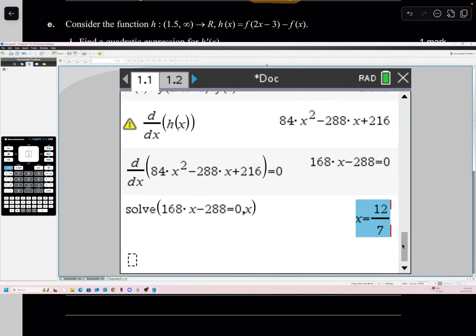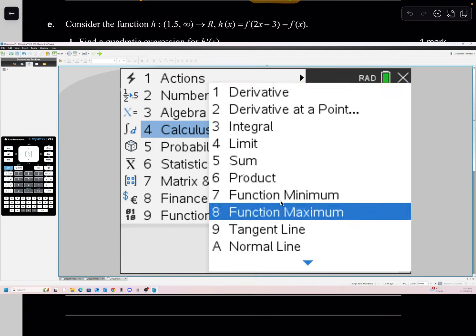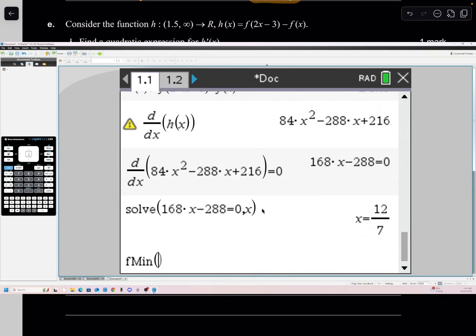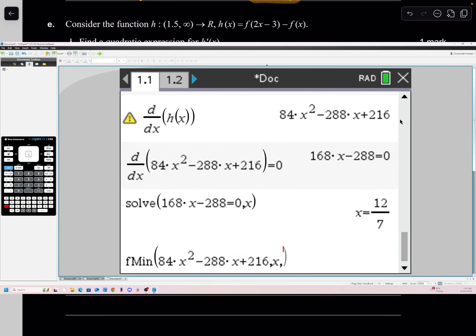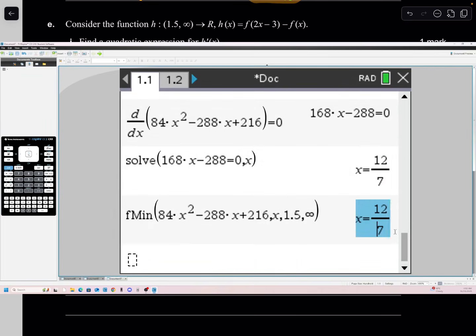Now, be careful. We don't know if this is a minimum value. Oh, yeah, it is. What am I even saying? Actually, no. But let's be careful here. We can double check it by doing this. We can go menu, calculus, and we can go to minimum function. To double check if it is the minimum, I just want to be 100% sure. You know how we want the minimum of your gradient function, so this, comma x, comma, remember how there's a domain, it's 1.5 to infinity, basically. And it will give me where the smallest value is. Yeah, it is. So x equals 12 over 7 is the minimum value.